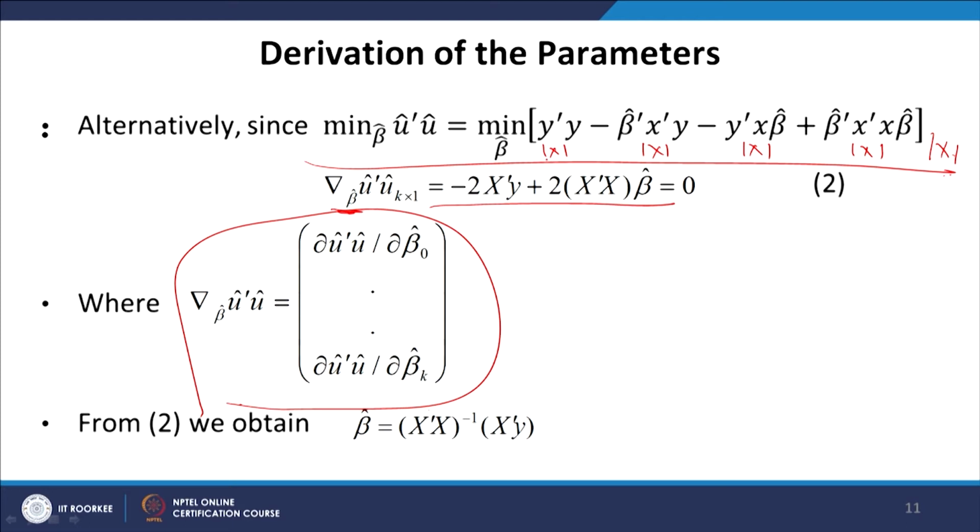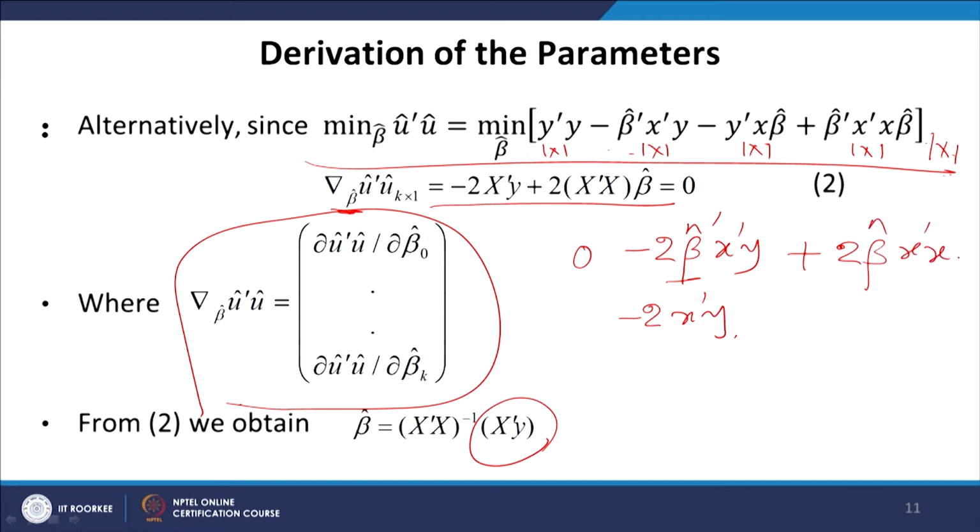Now, when we take the first derivative of y prime y with respect to beta hat, this is 0 because beta hat does not exist here, and these two terms can be written as minus 2 beta hat prime x prime y, or it could also have been written as minus 2 y prime x beta hat. Now, when I take the derivative with respect to beta hat, I arrive at minus 2 x prime y, which is this part, and this is equivalent to obtaining a plus 2 beta hat x prime x, right.